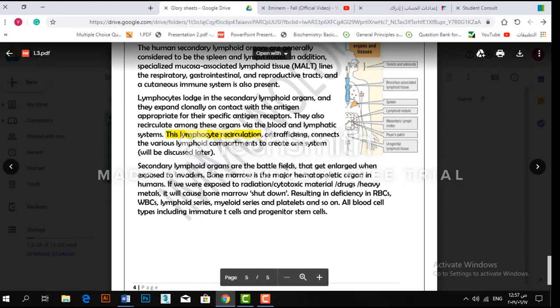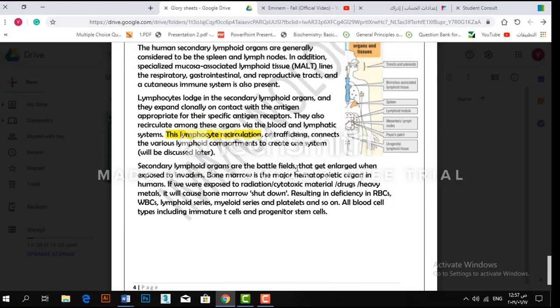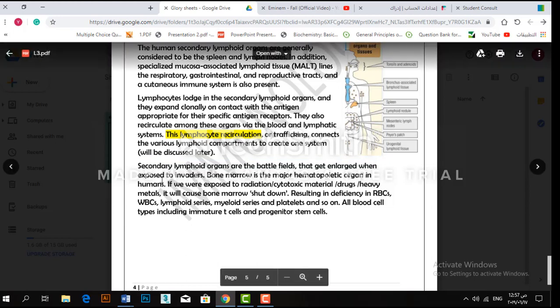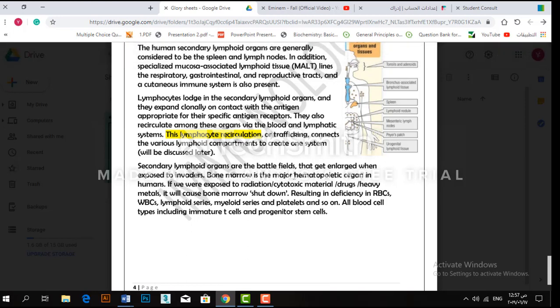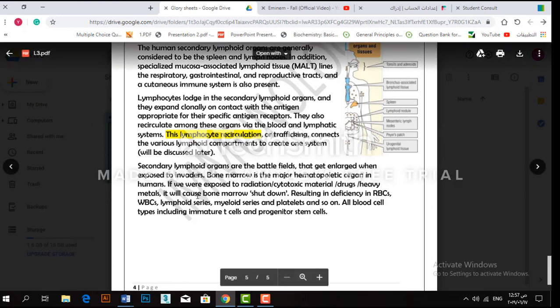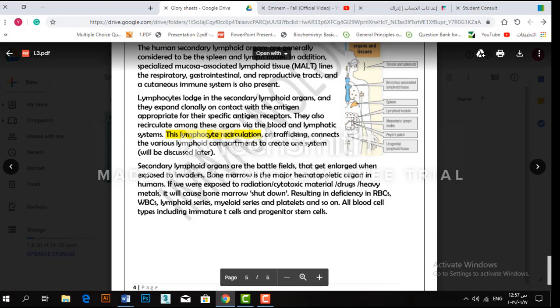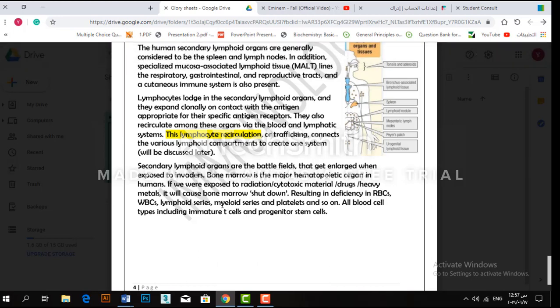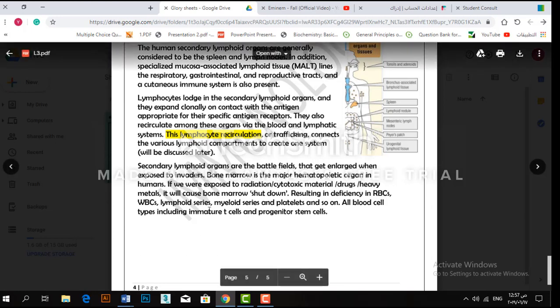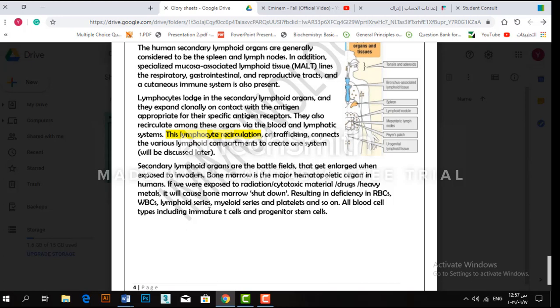And we said the secondary lymphoid organs are the battlefields that get enlarged when exposed to invaders. Bone marrow is the major hematopoietic organ in humans because hematopoiesis takes place in the bone marrow. If it is exposed to radiation, cytotoxic material, drugs, or heavy metals, it would cause bone marrow shutdown. So when we shut down the bone marrow, we shut down the hematopoiesis process, resulting in deficiency in red blood cells, white blood cells, lymphoid series, myeloid series, platelets, and so on. And all blood cell types, including immature T cells and progenitor stem cells, will be affected.